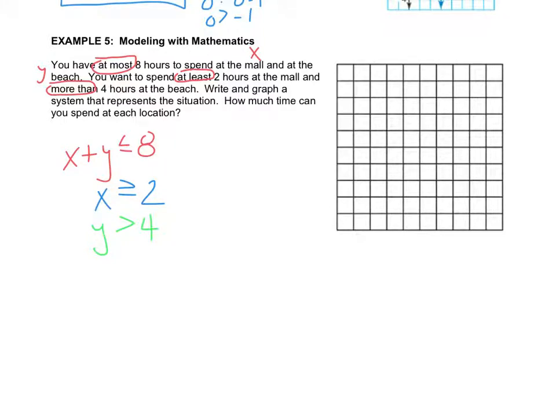So what I'm going to do is we're not going to do all 4 quadrants because we can't have negative time anywhere. And we're going to have our mall time as our x-axis. Beach time is our y-axis. And then we just have to start graphing. So we're going to go with a 1 scale on both.